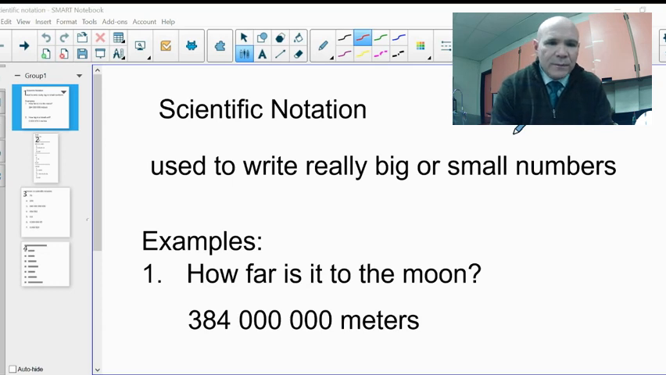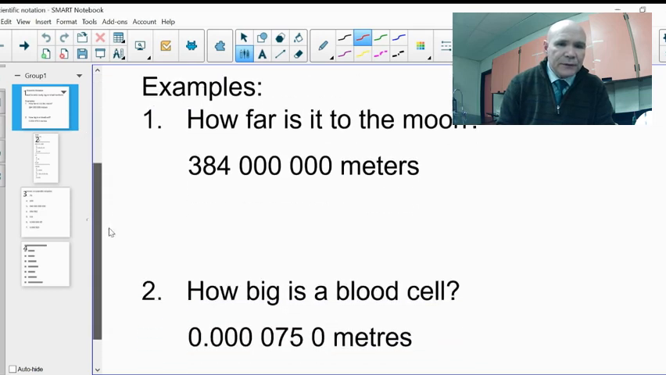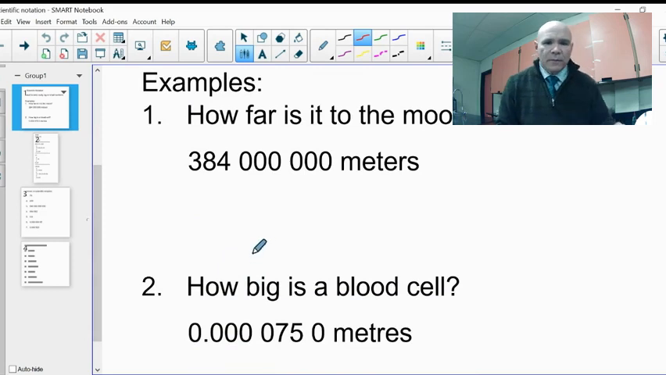This 3-minute video is about scientific notation. And scientific notation is simply a way of writing really big or really small numbers. Here's a couple examples for us to think about. In meters, how far is it to the moon? Well, we will see that it's 384 million meters away. That's a big number.